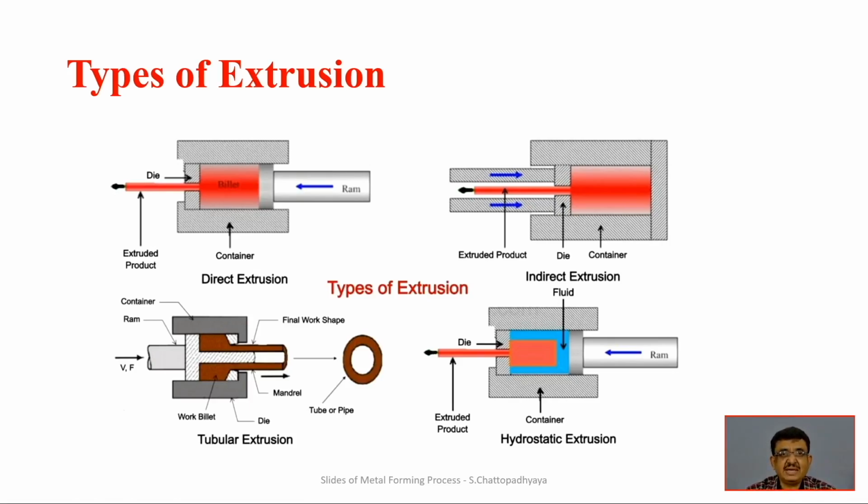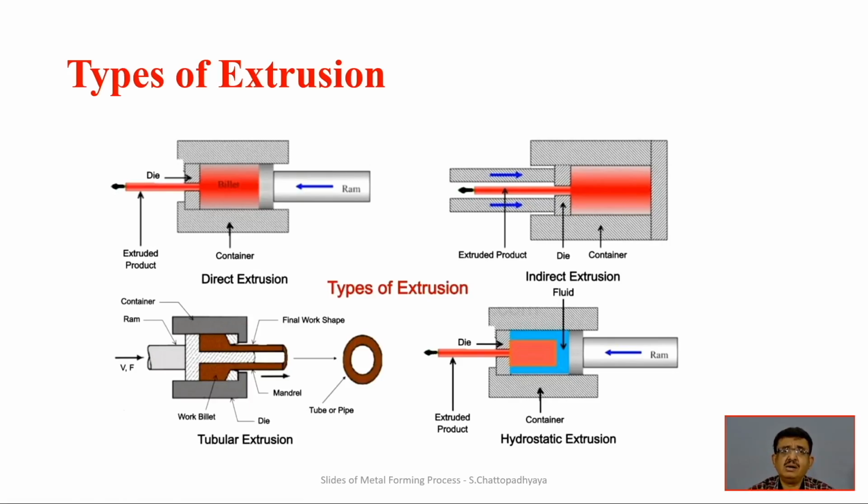The first one is direct extrusion. Direct extrusion means that the direction of the ram and the product delivery will be collinear. The plunger is pressing the material and the material is coming out of the die in one line, and that is called direct extrusion.